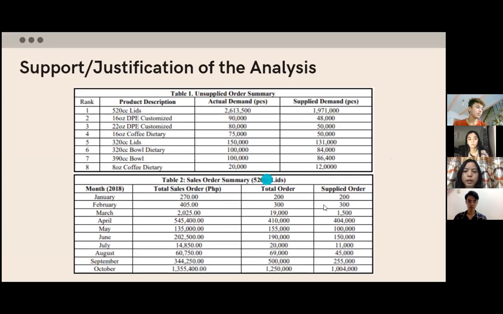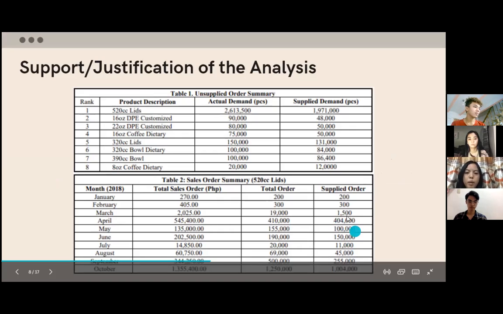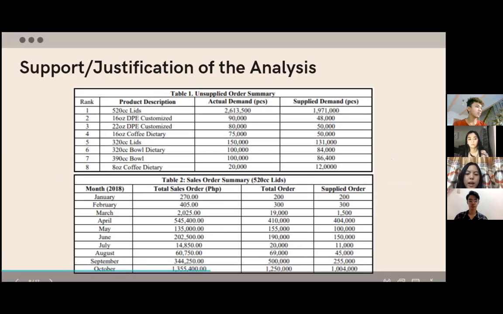To support or justify the group's analysis with the relevant data given in the case, we have presented three tables. First is the unsupplied orders summary. Second table is the sales order summary. And the third one is the miscounted items.